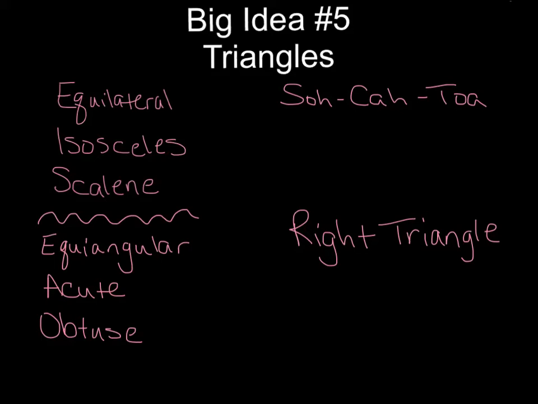Equilateral is when all sides are the same. Isosceles is when just two of the sides are the same, and scalene is when no sides are the same. Equiangular means when all the angles are the same degree. Acute means all angles are less than 90. Obtuse means at least one of the angles is greater than 90.